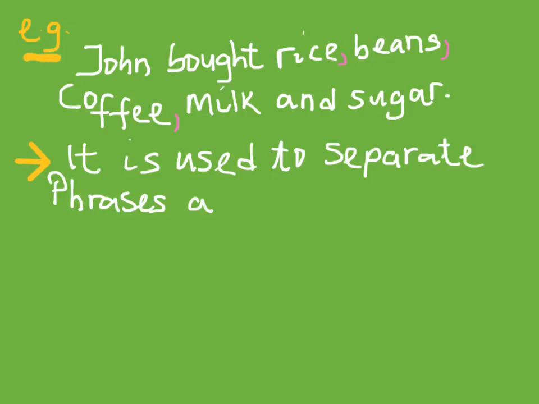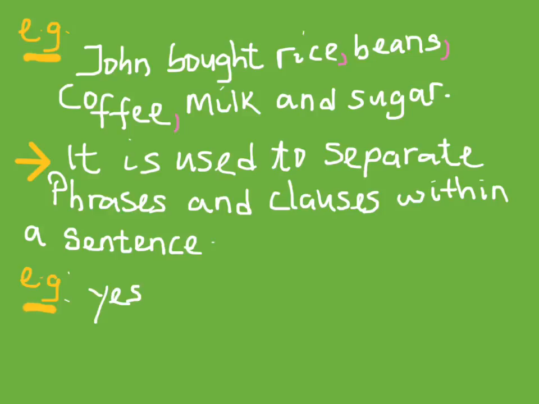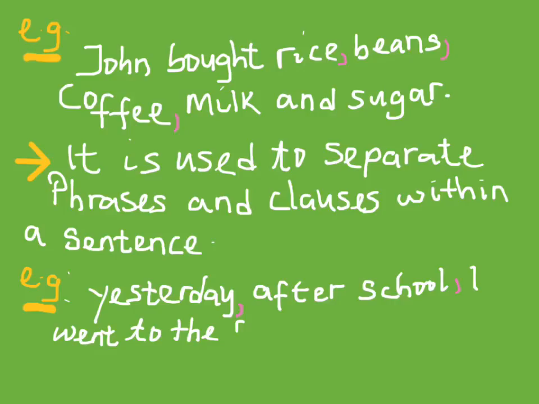The comma is also used to separate phrases and clauses within a sentence. For example, yesterday, after school, I went to the farm. Yesterday is a phrase. After school is another phrase. Then, I went to the farm. So the complete sentence is: yesterday, after school, I went to the farm.